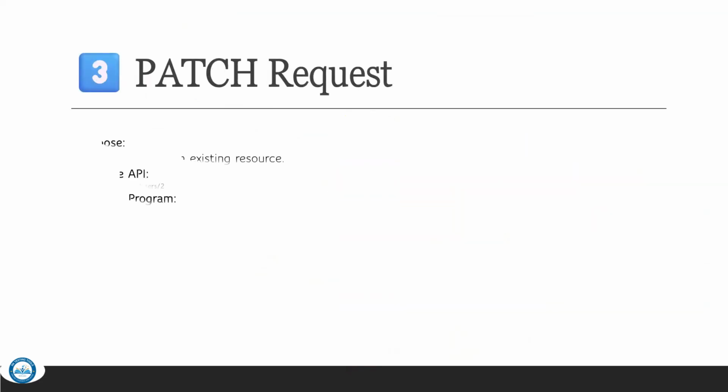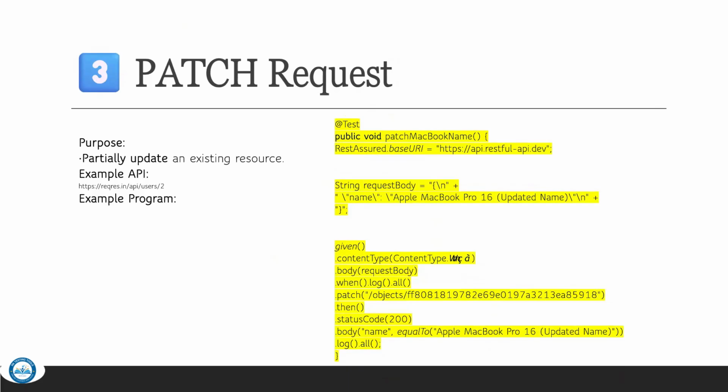What is the patch request? The patch request is nothing but partially update an existing resource. You're not going to update the entire resource like put. We're just going to update only partial content. It can be a name, it can be an email, it can be something else. I'm just updating the name only. I'm not updating any color, year, date, or something else. That's the partial content. So you just have to update only the partial data.